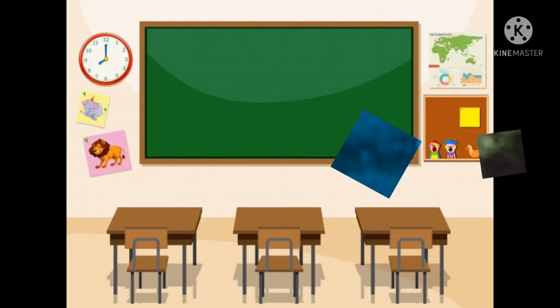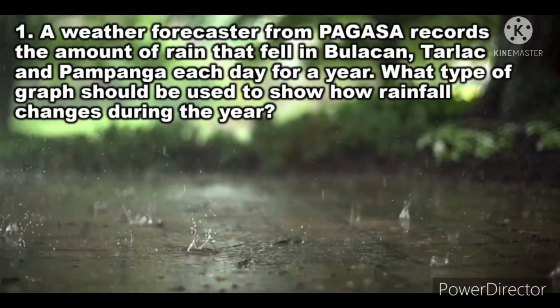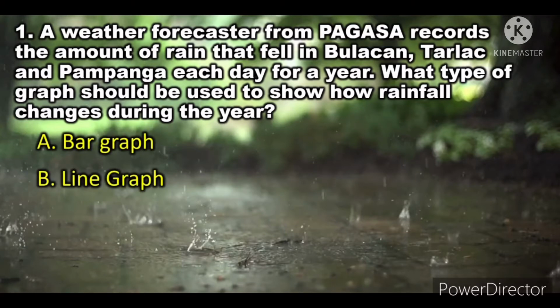Let's begin! The first question is, a weather forecaster from Pag-asa records the amount of rain that fell in Bulacan, Tarlac, and Pampanga each day for a year. What type of graph should be used to show how rainfall changes during the year? A. Bar graph. B. Line graph. C. Histogram. Letter D. Ogive.